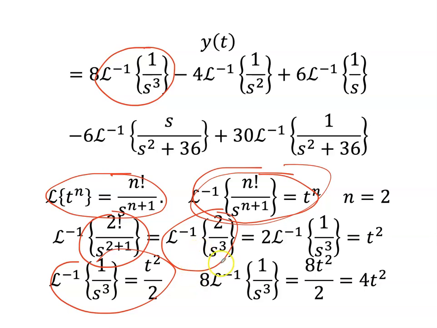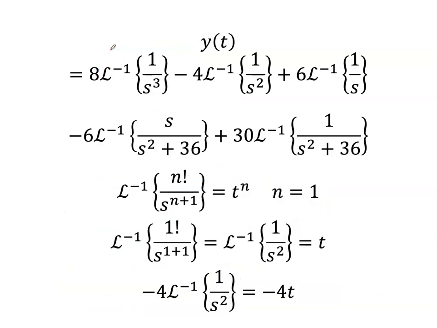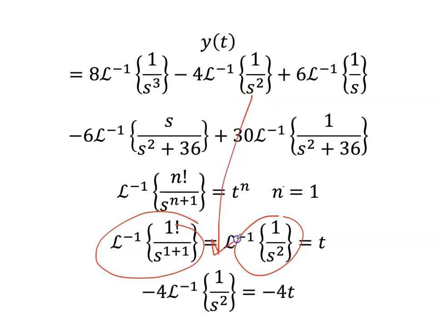Multiply both sides by 8, and the inverse Laplace transform of 8 over s cubed is going to be 8t squared over 2. In other words, 4t squared. So this expression here we can just replace with 4t squared. Similarly, the inverse Laplace transform of n factorial over s to the n plus 1 is t to the n. Plug in n equals 1, and you find that the inverse Laplace transform of 1 over s squared is t, which means that this guy, minus 4 times the inverse Laplace transform of 1 over s squared, is just going to be minus 4 times t.